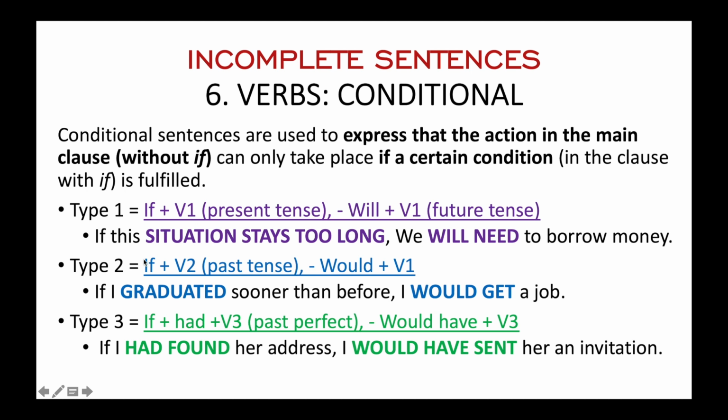Meanwhile, for type 2, here are the formulas. If and then verb 2, and then the next sentence or the next dependent clause would be would and verb 1. Verb 2 over here, and then you should get would and get. The next part on type 3, we can find it using had and verb 3, or just like past perfect tense, had found and would have sent. Would have and verb 3. This is the third form of send.